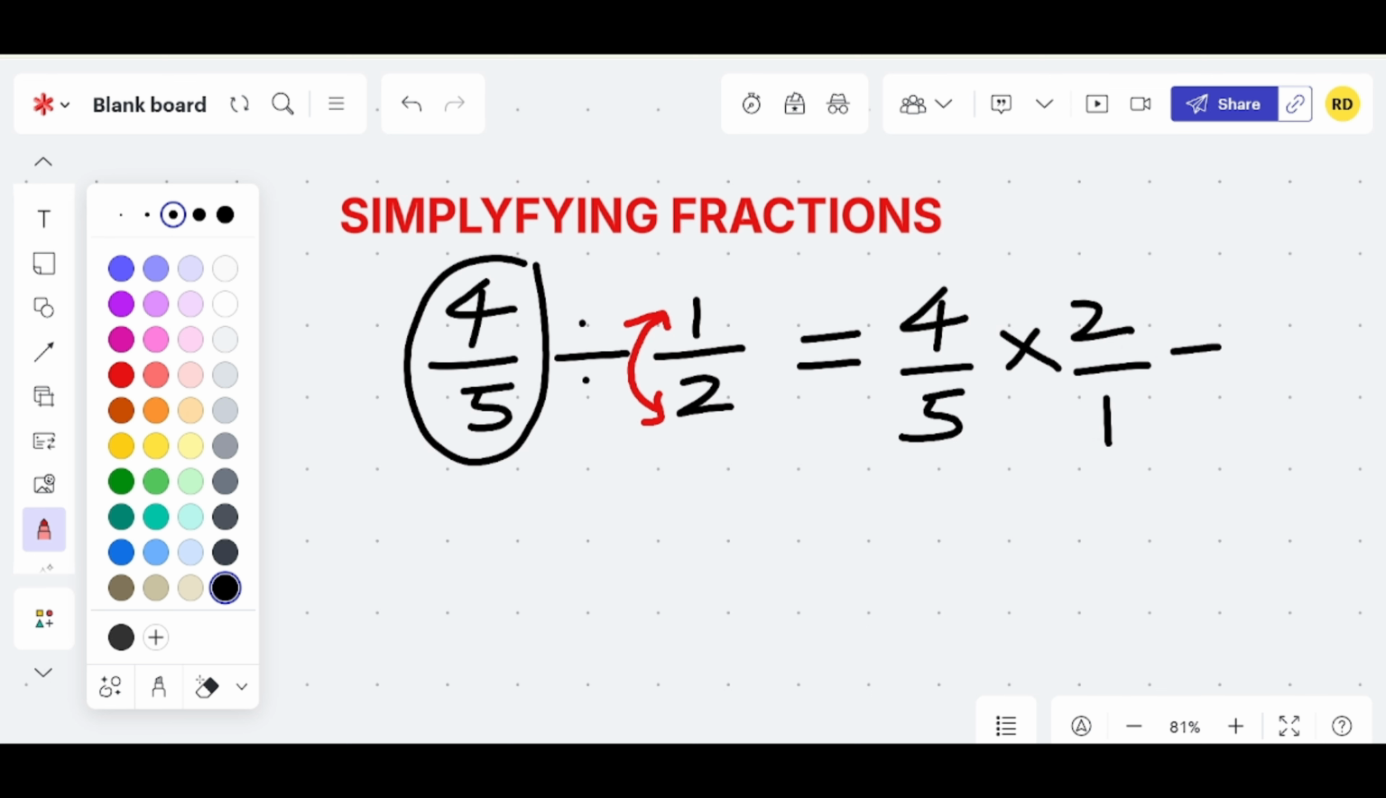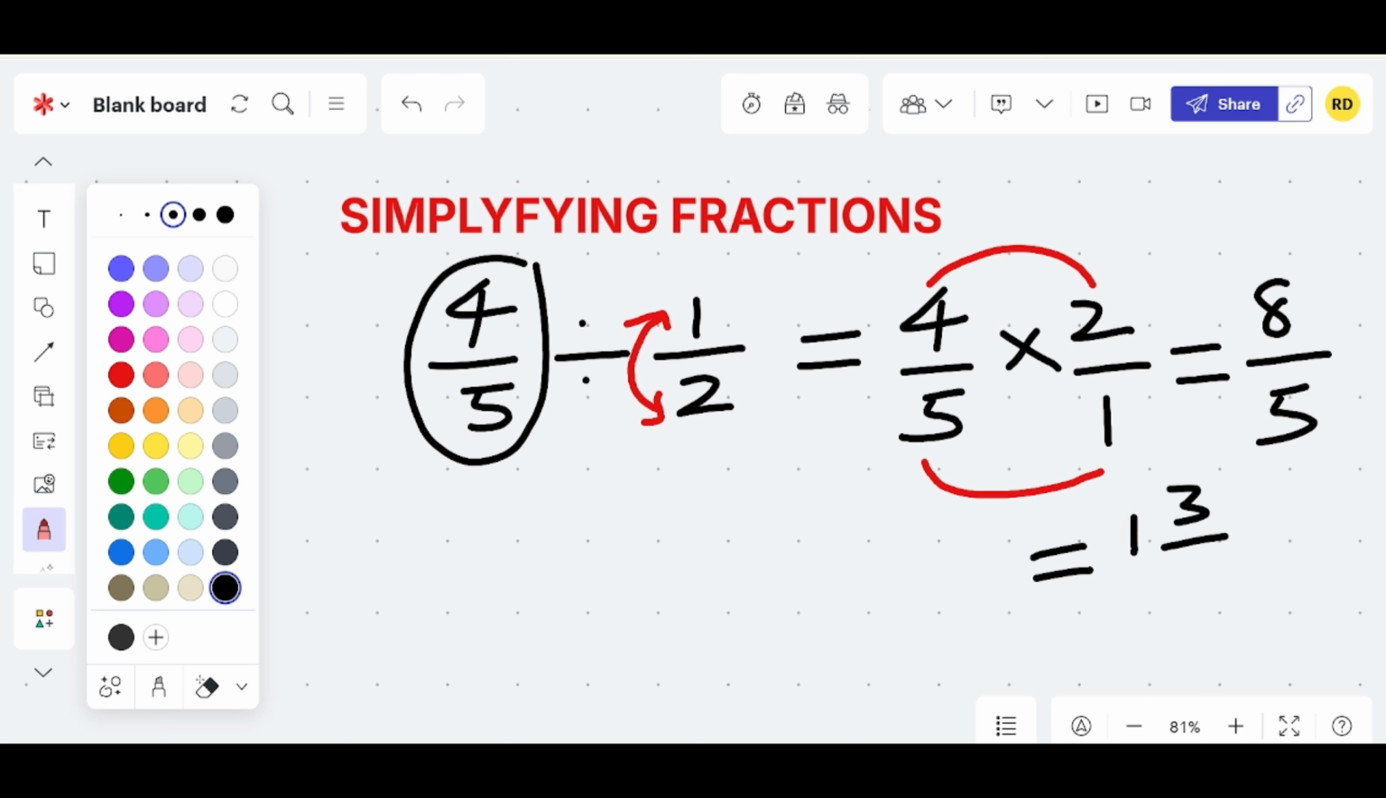Now again you need to just multiply these two. You already know how to multiply them, right? You multiply the numerators and then you multiply denominator with the denominator. So that's 4 times 2 is 8 and then 5 times 1 is 5. So that is 8 over 5. But if you convert into a mixed number, when you divide 8 by 5, 5 times 1 is 5, 3 left over, so you get 1 3/5. So that's the answer when we divide 4 over 5 by 1 over 2.